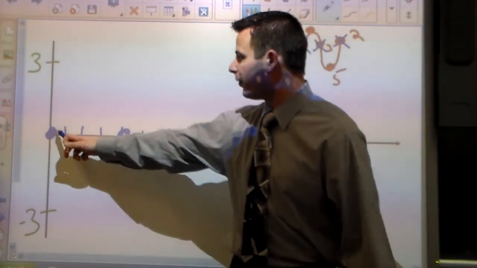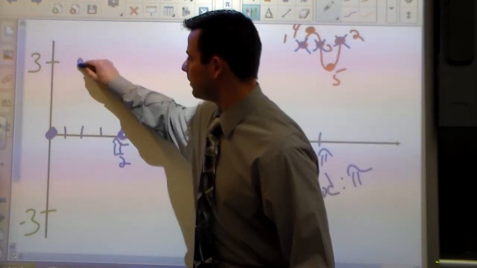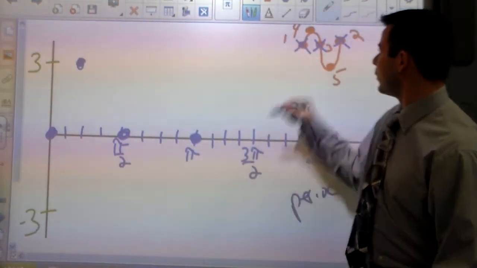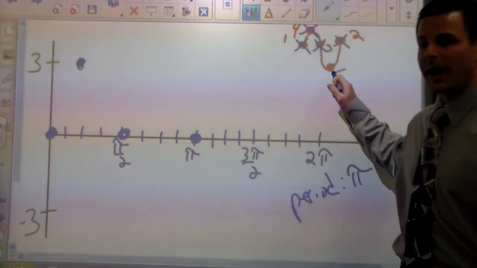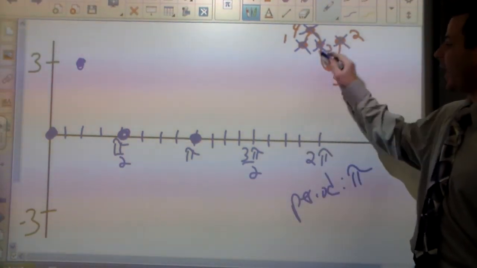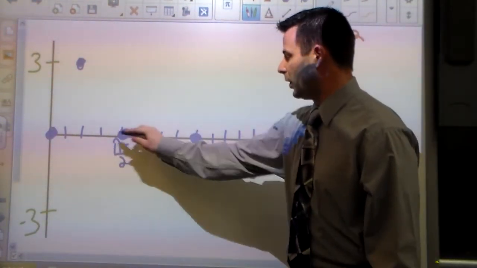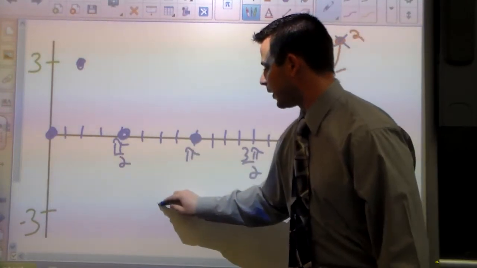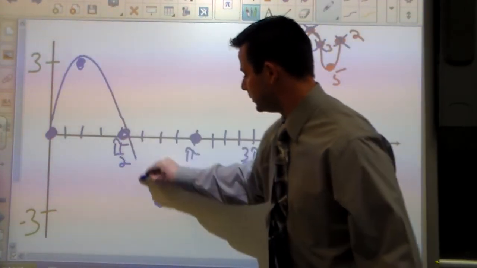Well, this is separated by 4 boxes. Half of that is 2 boxes. So 2 boxes over, goes up. So I've plotted ordered pair number 4. And now ordered pair number 5 is the minimum value, and the minimum value reaches halfway between these two. Well, these are also separated by 4 boxes. Cut it in half, 2 boxes, down to -3. There is one complete sine cycle.